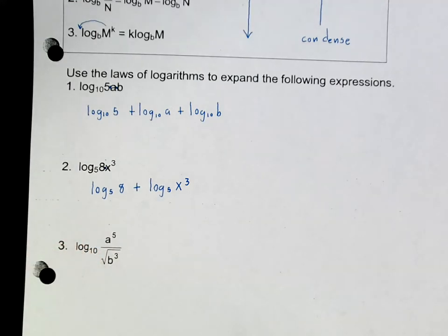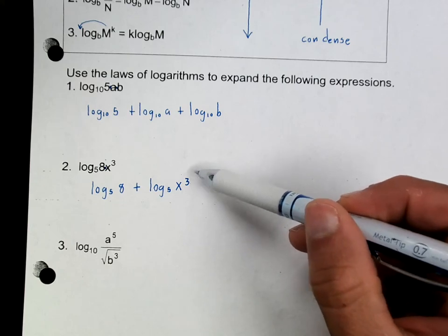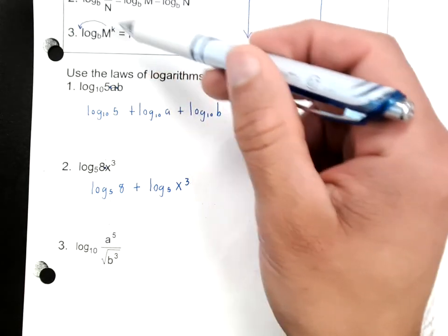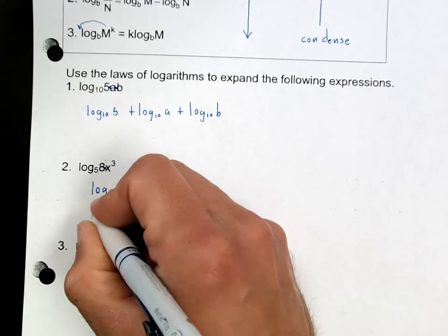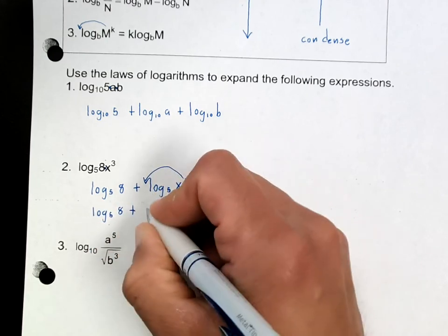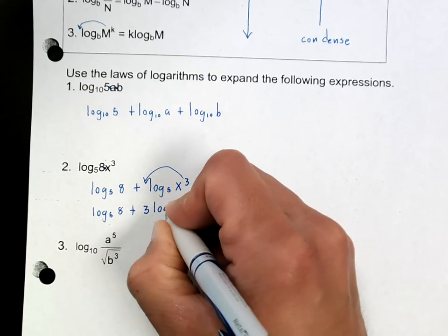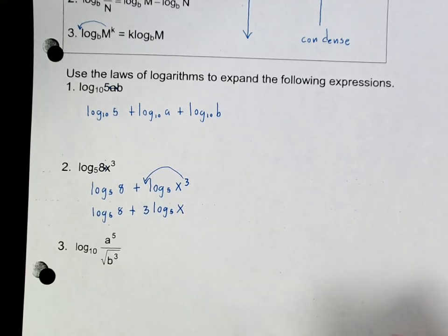Now the next part is you have to look at it again, and if you look at this part right here, I can go back to rule number 3. You see how I drew an arrow here? So this 3 can come to the front of this logarithm. So this would be log base 5 of 8 plus 3 log base 5 of x. And that's it. That would be your answer. That's as far as you can expand. So that's how those two work.